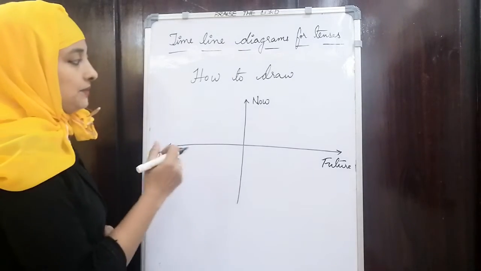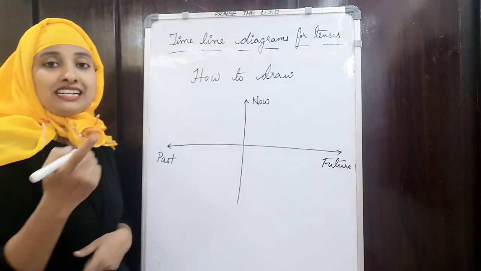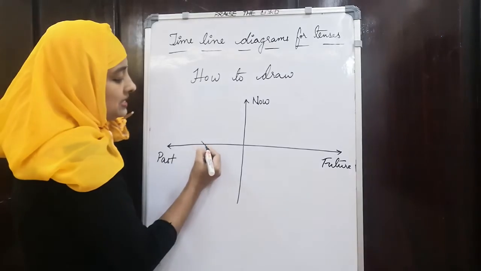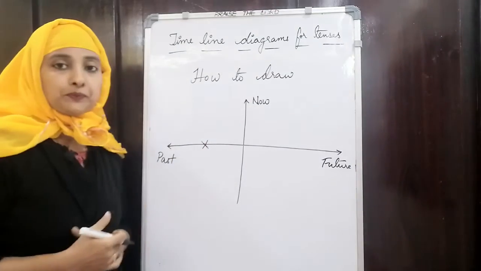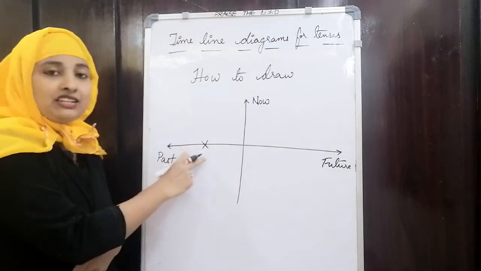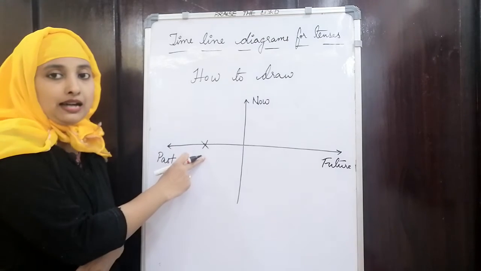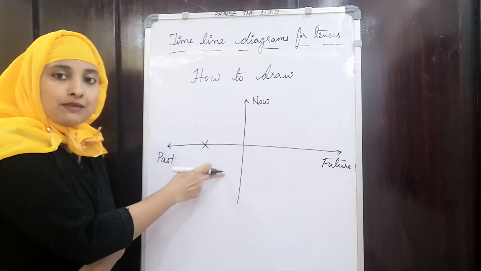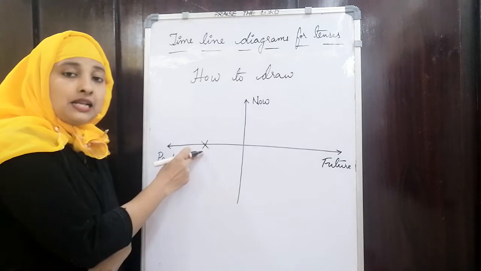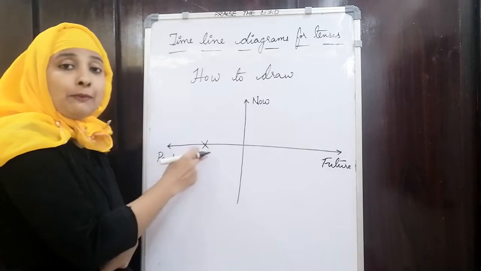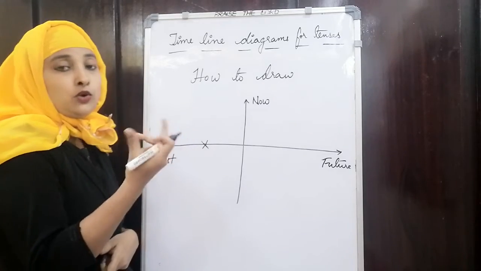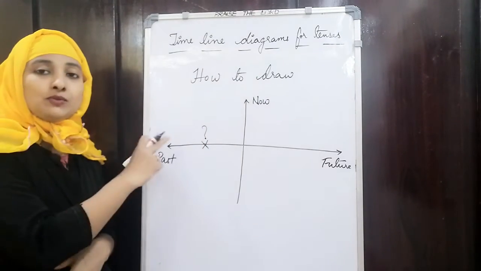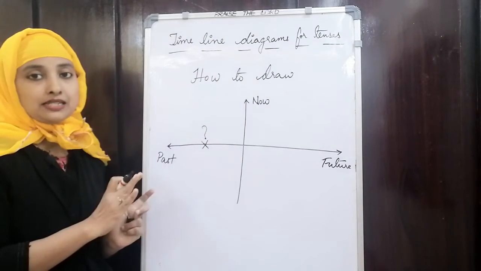Now we will see. Suppose an event happened in the past, you will simply represent it like this. I have told you events are represented with an X mark. So if it happened in the past, it is represented in the past time scale with an X. Now if we don't know when it happened in the past, we will put a question mark like this. That means we don't know the time, but it happened in the past.